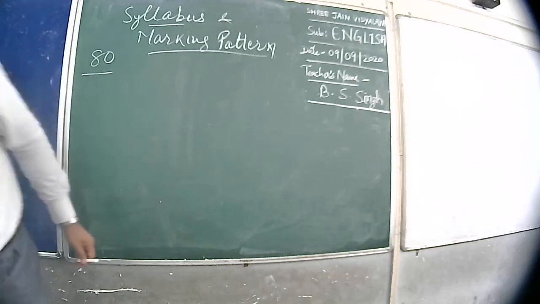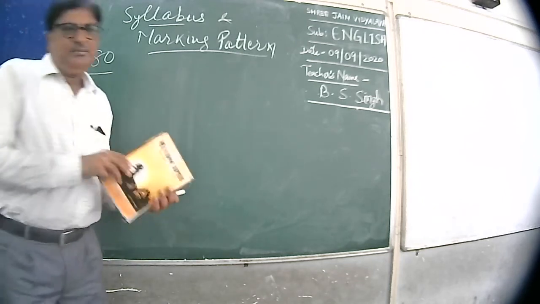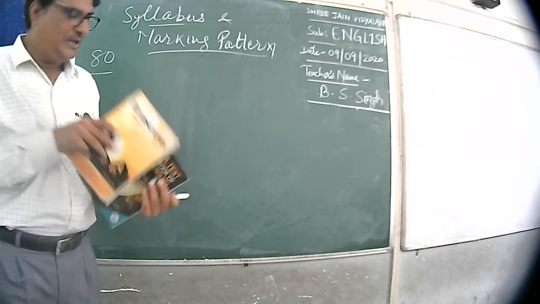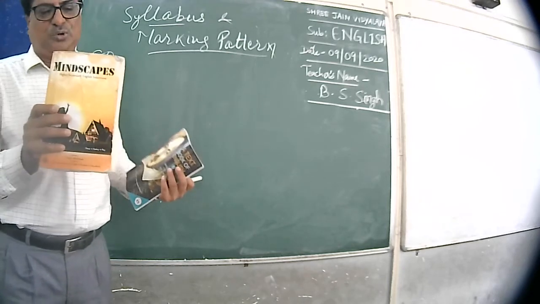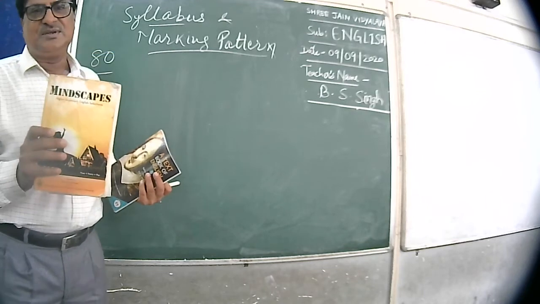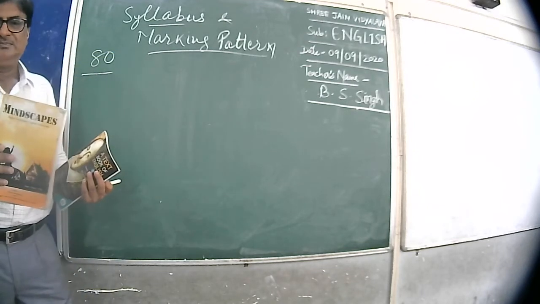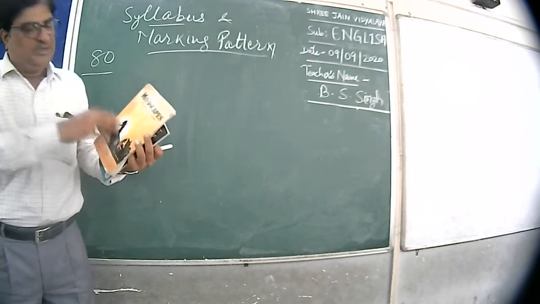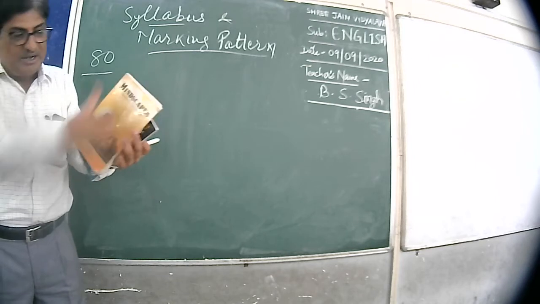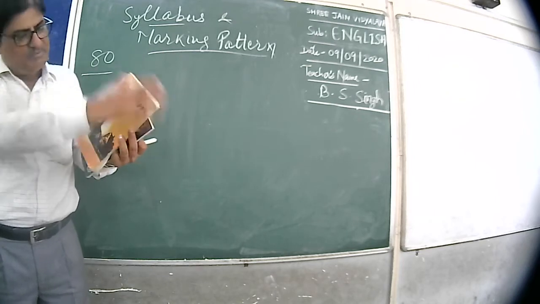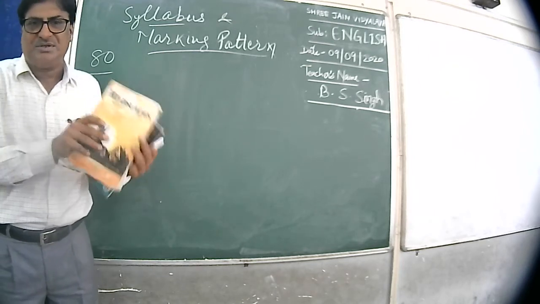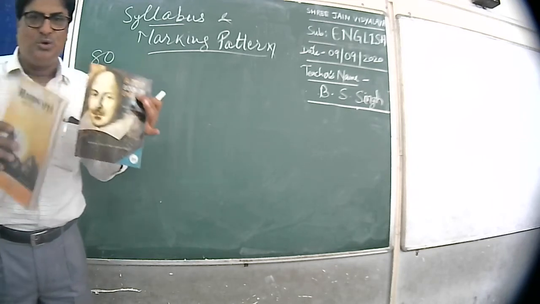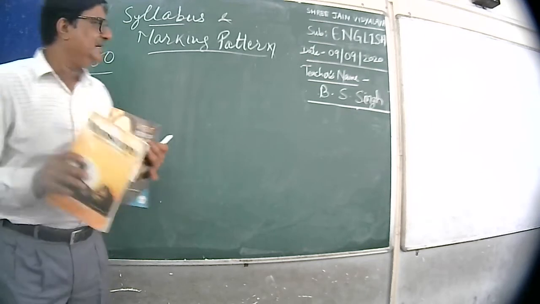First, boys, you have to study two books in both class 11 and 12. First is this book, Mind Escapes. You will get this book from the school, but that will be the different shape, different cover. Title is the same, materials are the same. Another book is this one. These two books are in your syllabus in English.